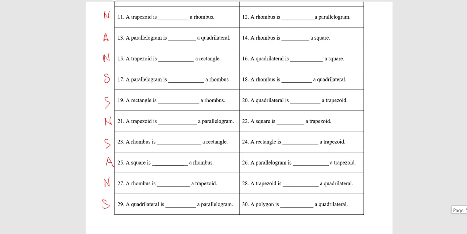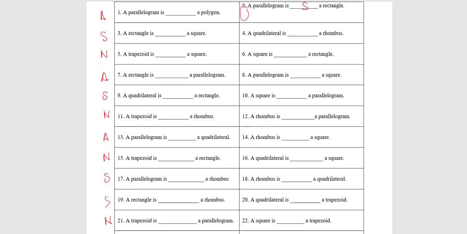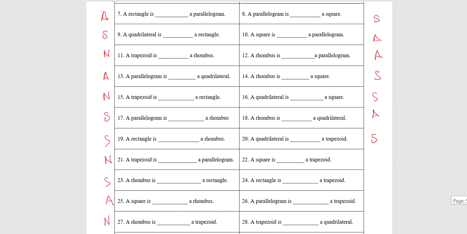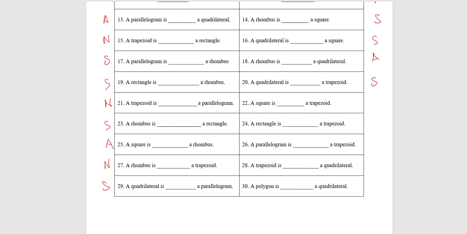Okay, how did you do on that column? And then I'm going to go ahead and fill out the rest of this column. So number 4 is sometimes, always, sometimes. Always, always, sometimes. And then sometimes, always, sometimes. Don't see any nevers yet. Too soon. Number 22 is never. Never, never. And then always and sometimes.